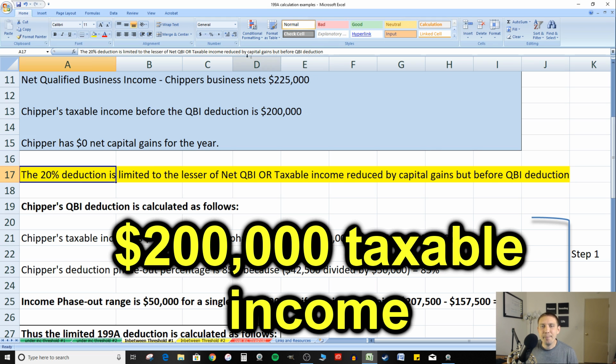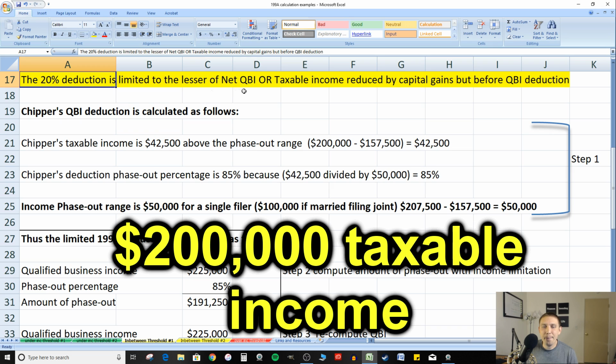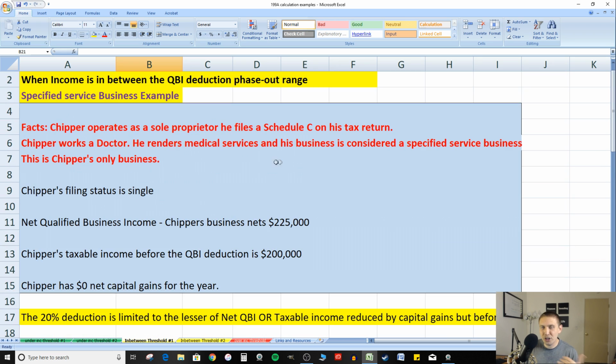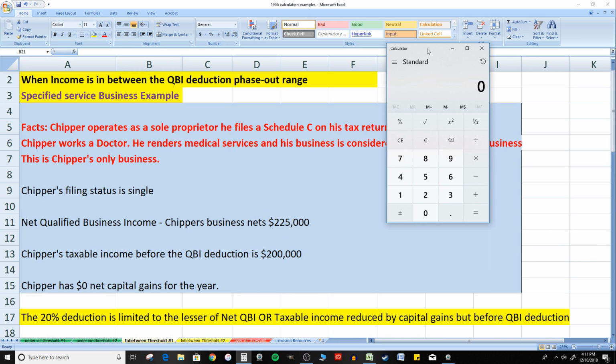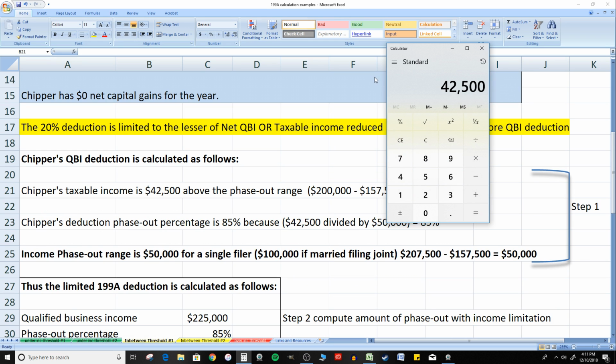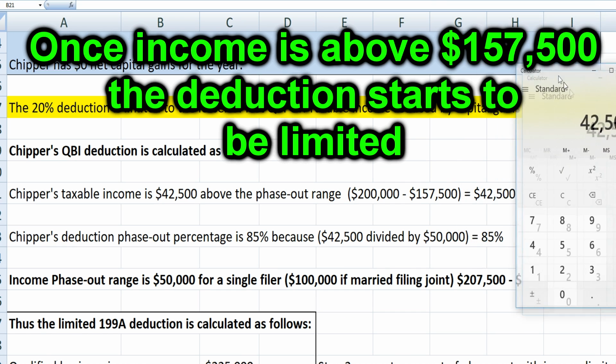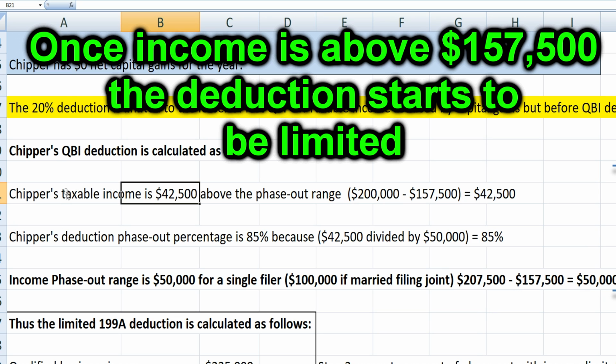Because Chipper's income, this $200,000, is above the $157,500 range, this is where the phase-out starts to come into play. Chipper's taxable income is $200,000. How much above the $157,500 is that? It's $42,500 above the phase-out range. His deduction begins to phase out once he's over $157,500. You're going to see here, and I hope you can read this okay, it says Chipper's taxable income is $42,500 above the phase-out range. That's the calculation we just did.